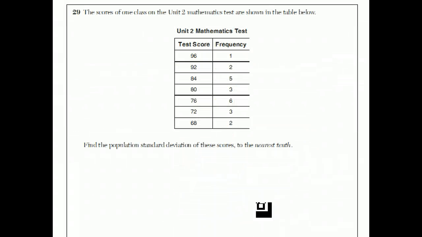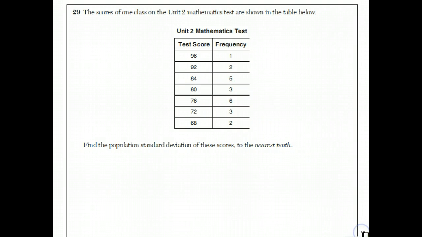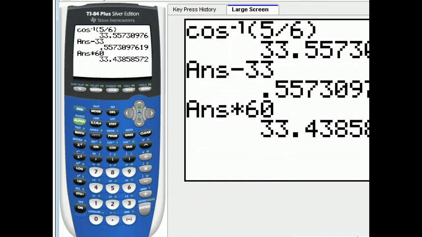Question 29. So here we have a situation where we have these different test scores, and these different numbers of people have gotten these scores. And they want to know something called the population standard deviation. Now, if this was a 6-point question, I'd show you the long way of doing this by hand, but it's just a 2-point question, so I think they're expecting you to just use the calculator, so I will teach you how to use the calculator for this question.